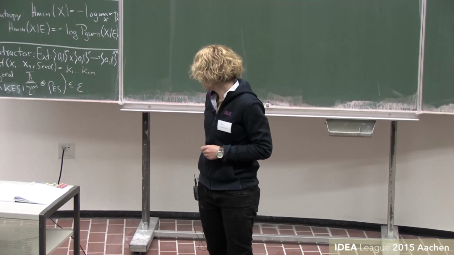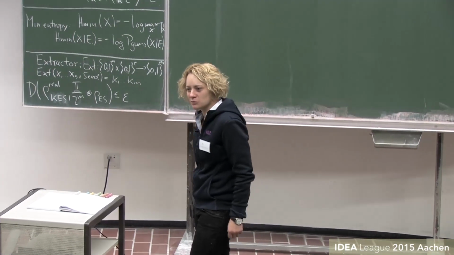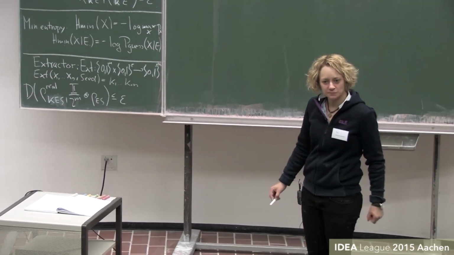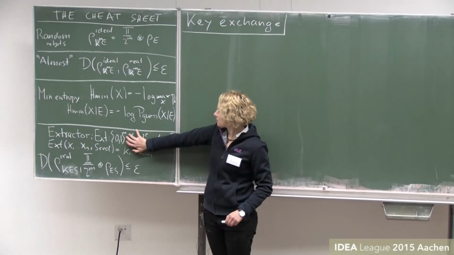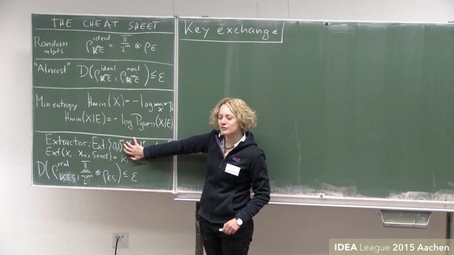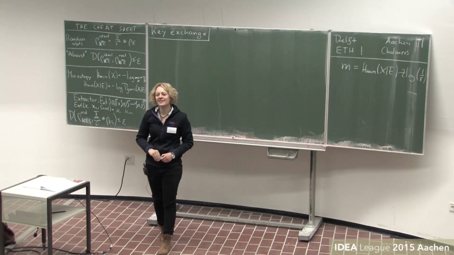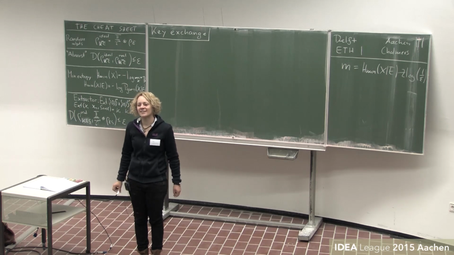Can someone remind me why we had used this random seed? Why do we need to bother about such a seed? Why can I not, for example, just extract from a string of n bits if I have a lot of min entropy? Yes? We discussed that if you don't know anything about a bias of our random number generator, we cannot use an extractor to extract anything.